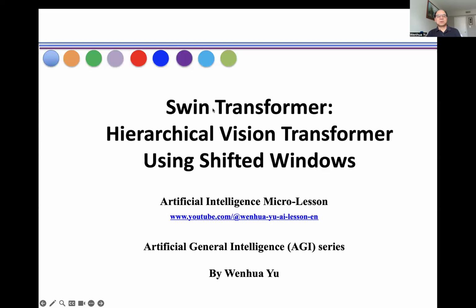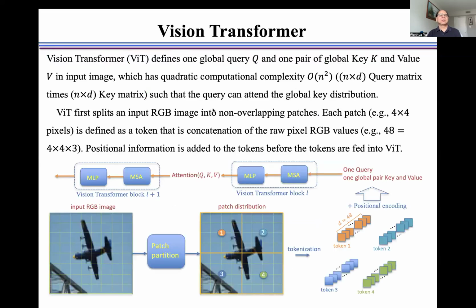In this video, I introduce the Swin Transformer, a hierarchical vision transformer using shifted windows. Vision Transformer defines a global query and a pair of global key and value in the input image, which has a quadratic computational complexity, so that the query can attend to the global key distribution.